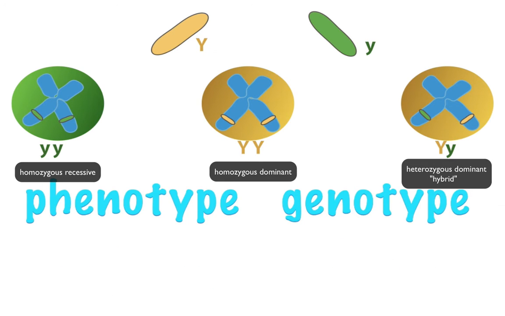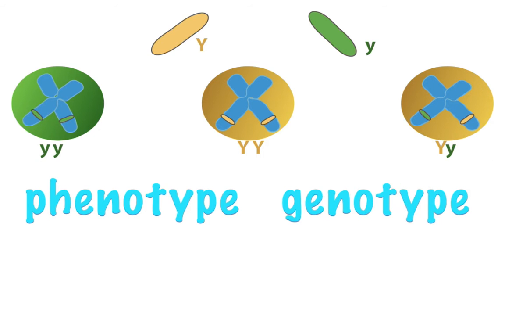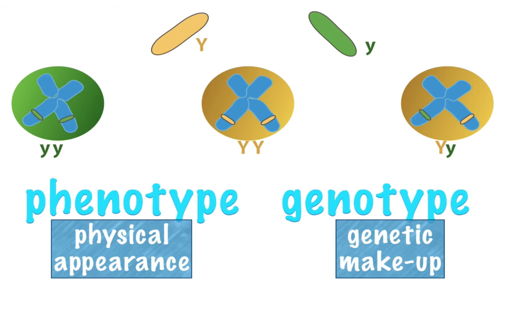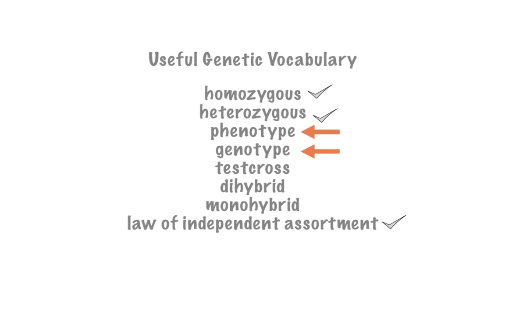All right, so again, those are phenotypes and genotypes. Phenotypes referring to the physical, the visual look of an organism. Genotype being the genetic makeup or the allele makeup of that organism. All right, so that's the next two, phenotype, genotype.